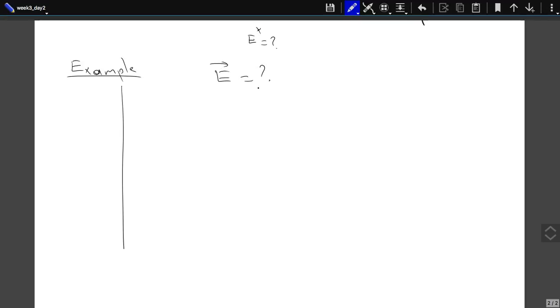Now, the first thing we have to do, we have to analyze the electric field. What do we know already about the electric field by just looking at the charge distribution? What can we say about the electric field? For example, can it point, let's say, in this direction? Is it possible that the electric field points in that direction? Why or why not? It's an infinite wire.